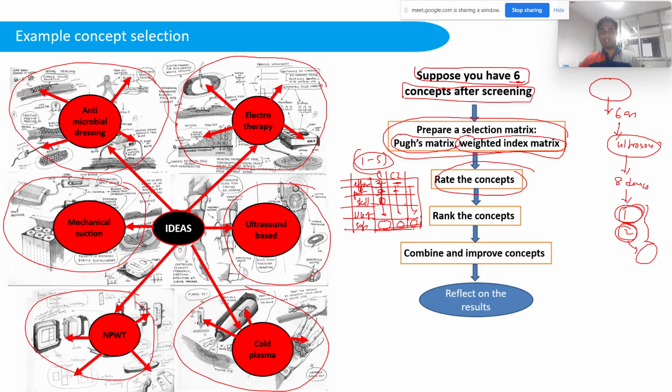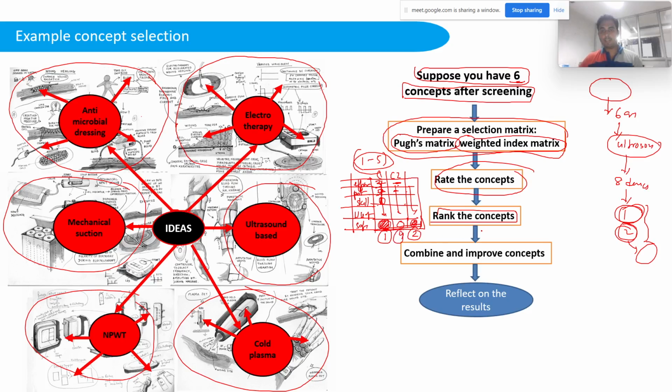The concept which gets the highest rating, you then rank accordingly. So if this particular concept gets the highest rating, you give it first rank. This is the most appropriate solution. If this is the second rank, this can be the fourth, like that.